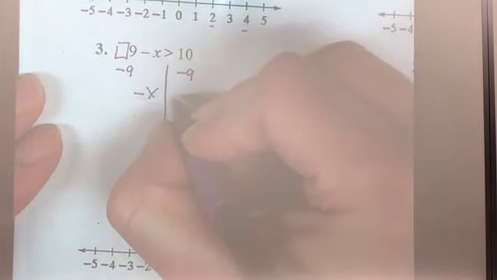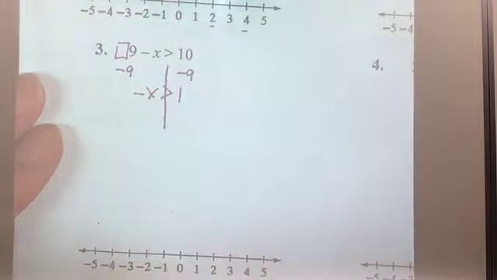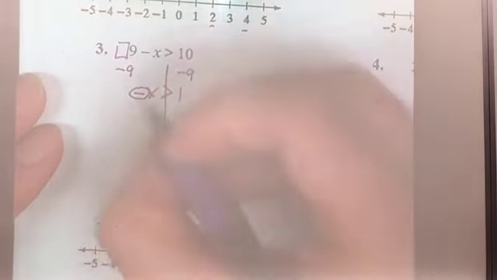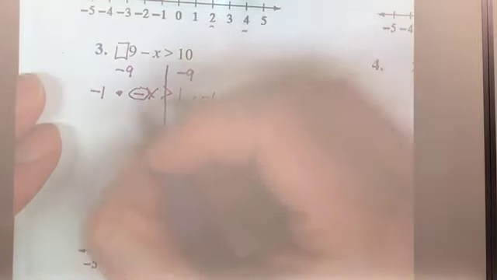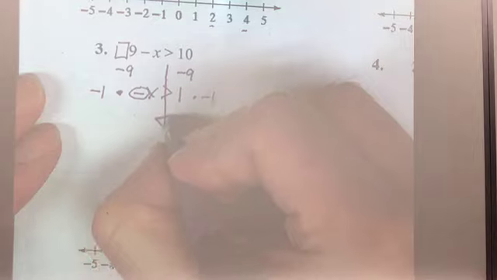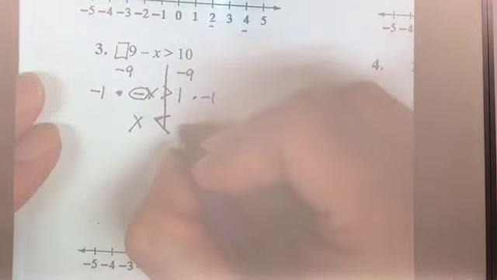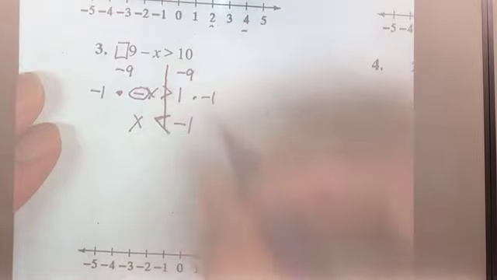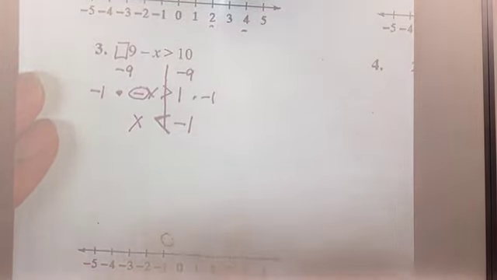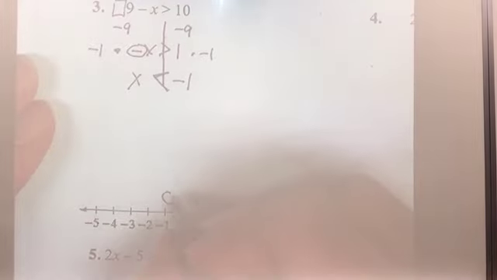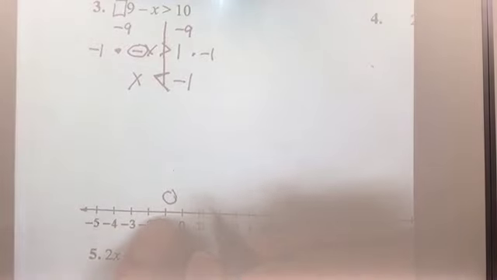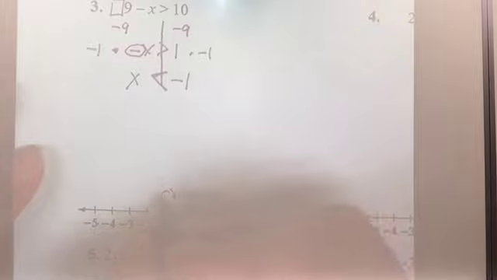So I have negative x is greater than 1. Now I cannot have a negative x. So I'm going to multiply both sides by negative 1. When you multiply by a negative, you have to flip the sign. So now I have x is less than negative 1. So I put my circle at negative 1. It's less than, it's not equal to, so I don't fill it in. And it says less than negative 1, so it's going to go to the left.